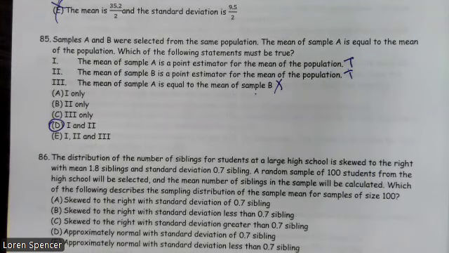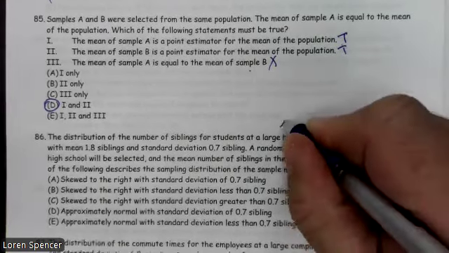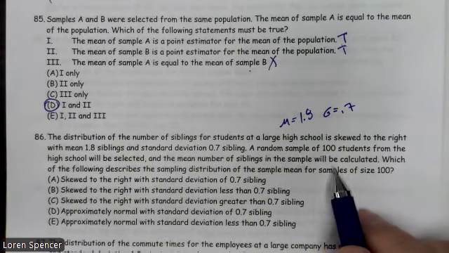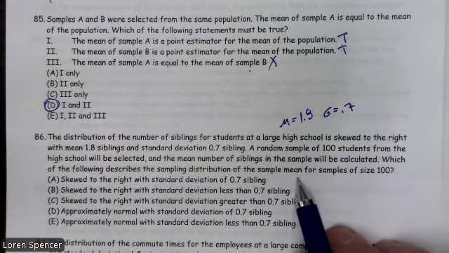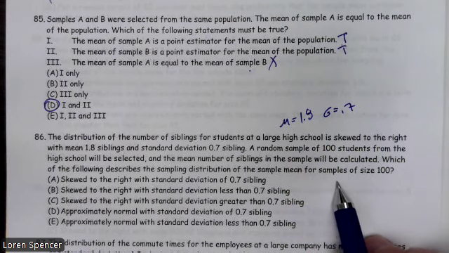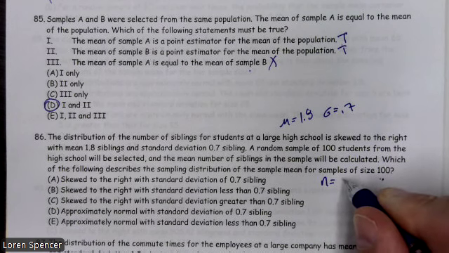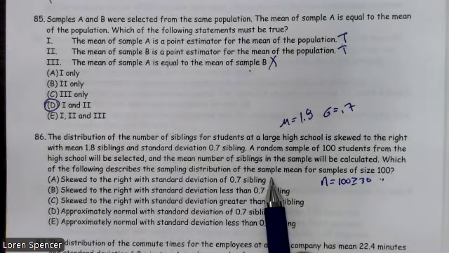86. The distribution of the number of siblings of students at a large high school is skewed to the right with a mean of 1.8 and a standard deviation of 0.7. Mean is 1.8, standard deviation is 0.7. A random sample of 100 students from the school will be selected, and the mean number of siblings in the sample will be calculated. Which of the following describes the sampling distribution of the sample mean for samples of size 100? All right, so we have a large sample, so n equals 100. That's greater than or equal to 30. So the sampling distribution will be approximately normal.